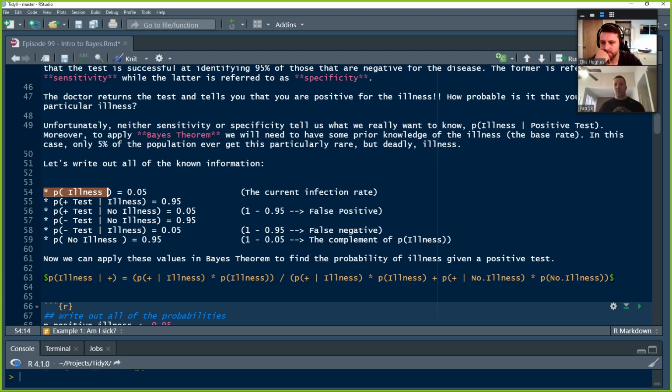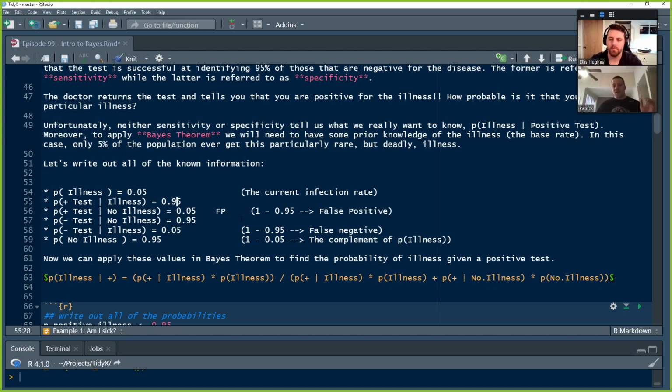So before we proceed and do the actual R coding, let's write down the information that we know. We know that the prevalence of the illness is 5%. So that's the P(illness). That's our prior. The probability of a positive test given that the person is ill is 95%. That's our sensitivity. We've talked about that above. The probability of a positive test given that you're not ill is 1 minus 0.95, 1 minus our sensitivity. That's a false positive. The test said he was positive, but he didn't have it.